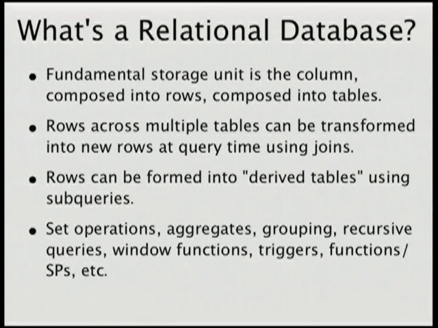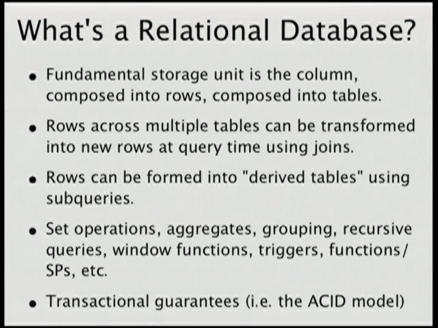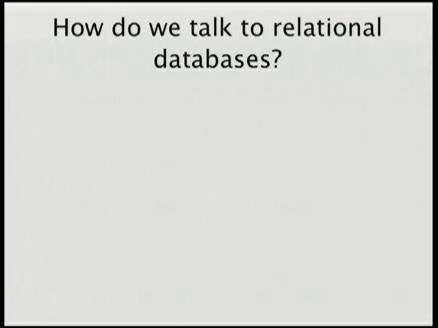Relational databases give us lots of cool stuff like set operations and aggregate functions and groupings, recursive queries and triggers and functions and stored procedures and all that stuff that we associate with relational databases. And then the entire thing happens within the realm of transactional guarantees, which we know is the ACID model: atomicity, consistency, isolation, durability. We're going to talk a little bit later about the C in ACID, which I find to be fairly important.